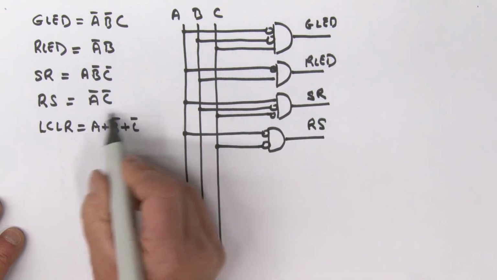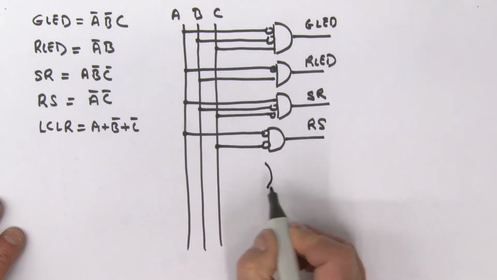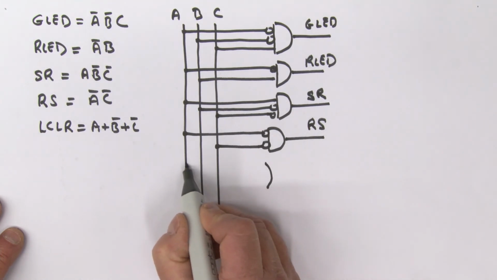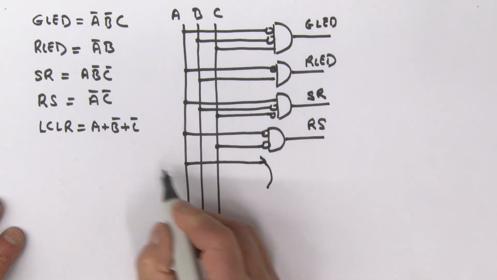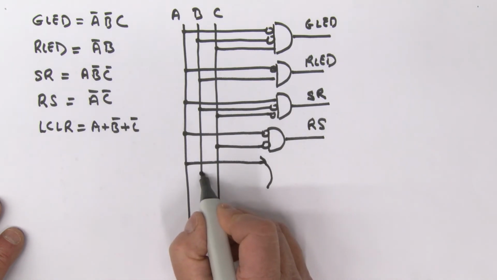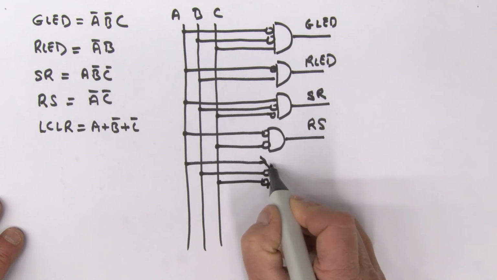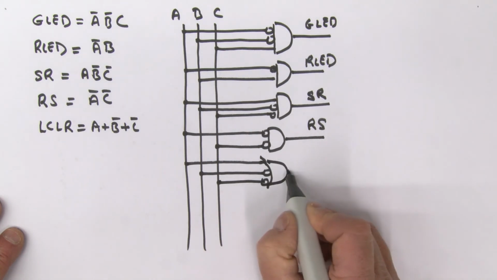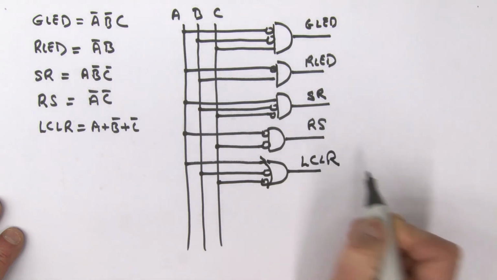Am I clear? It's an OR function here, so I'm just going to grab an OR gate. I'm going to feed in what? A, coming into that OR gate. We've got B bar, so here is B bar, and then C bar, ORed together to produce LC, LR.